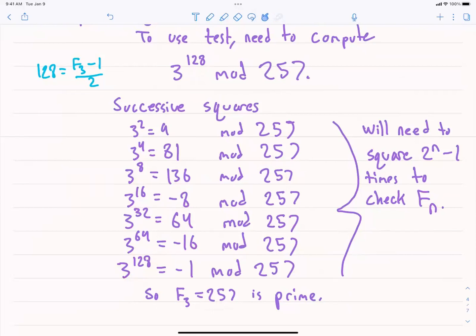Okay, so somehow this was probably easier than dividing 257 by a bunch of numbers to do this computation to check it's prime. 257 is pretty small, so maybe they're not so different, but once you start getting up to these bigger numbers, this becomes a much more effective way to check whether a Fermat number is prime. Of course, it has the disadvantage that it doesn't give you a factorization of Fermat numbers, so it just tells you whether it's prime or not. So it's a harder thing to actually find a factorization.